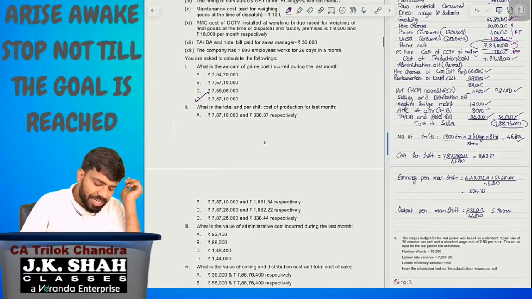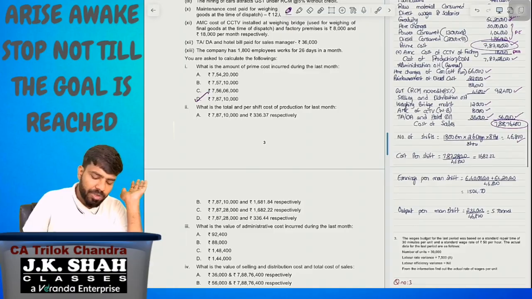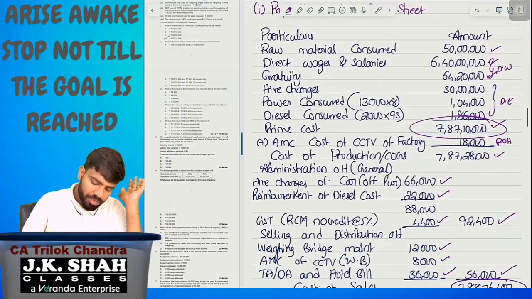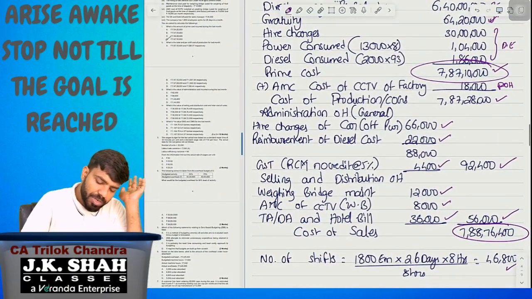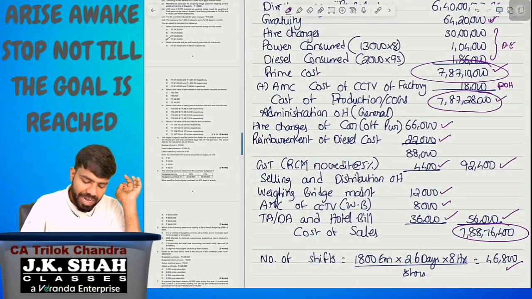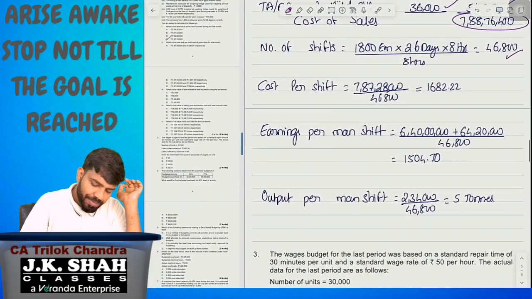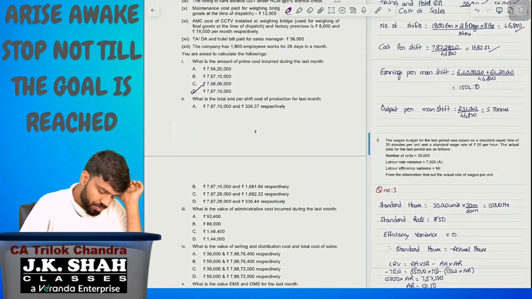Next, what is the total and per shift cost of production for last month? Total cost of production is, look at the cost sheet, 7 crore 87 lakh 28,000 and per shift is 1,682.22. Here it is. C is the answer.